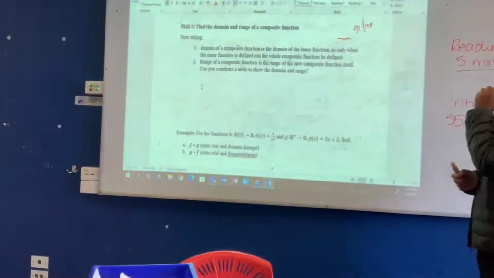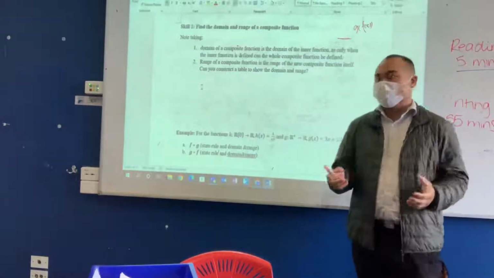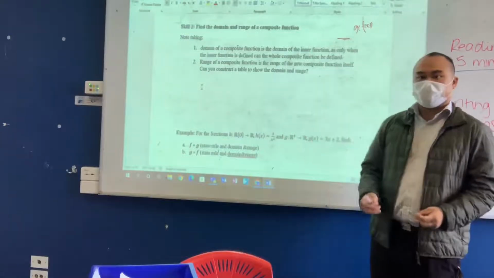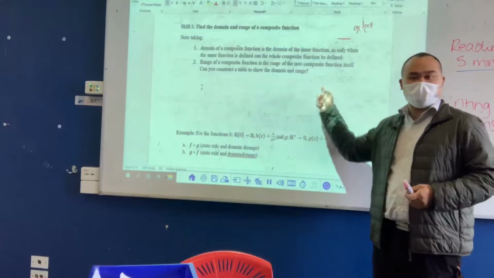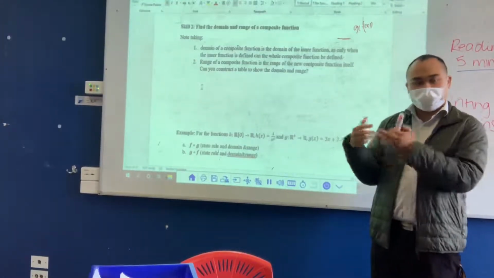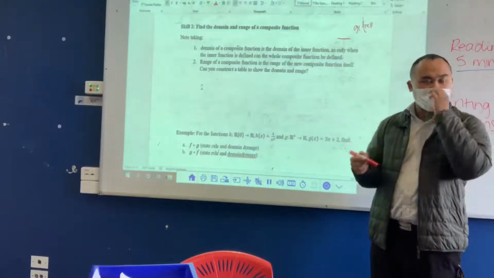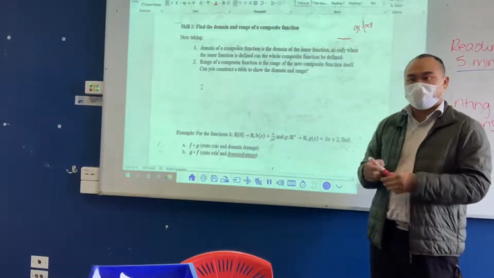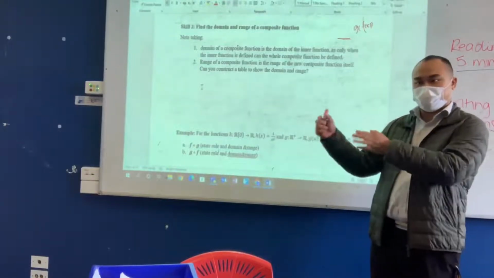And how about the range? The range of the composite function is the range of the new composite function. Just now we found the 2 composite function equations, and then we look at them and use our normal skill to find the range. Does it make sense? But you need to pay attention to the domain. If the domain is restricted already, then the range would be restricted as well.